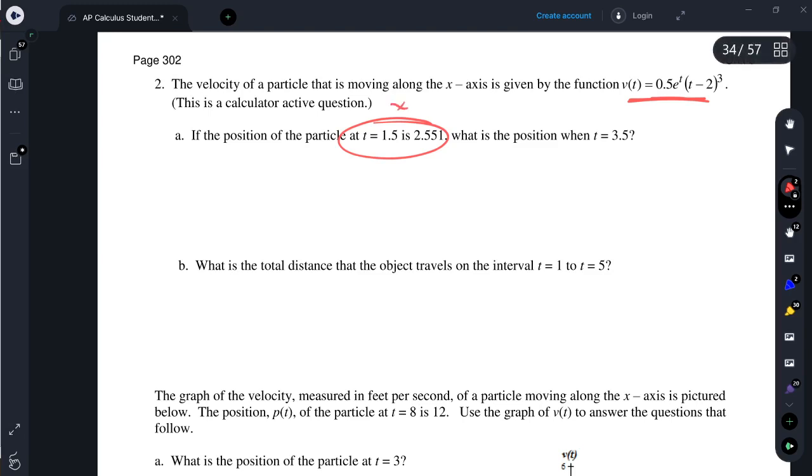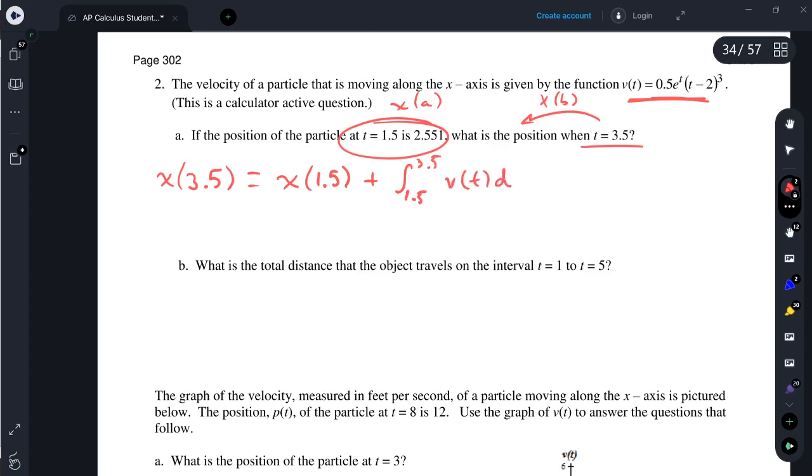That's going to be like our x of a. What is the position when time is 3.5? This is what we want. We want this position, so that's going to be x of b. So all we have to write down is x of 3.5 equals x at 1.5 plus the integral from 1.5, that's that one, to 3.5 of v of t dt.